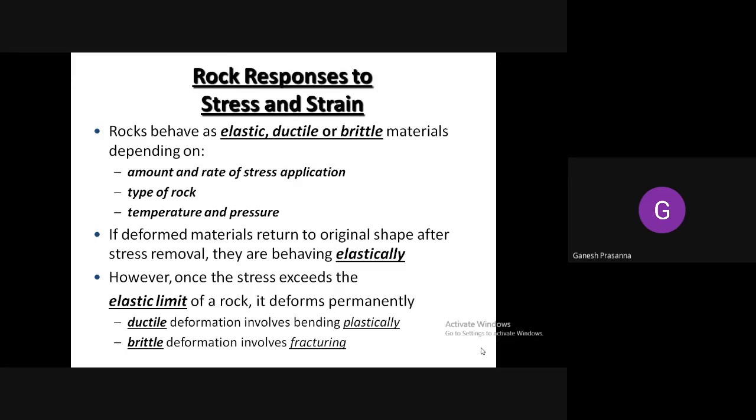So when stress is applied, if the particles break down, then it is called brittle deformation. These are the three very important forms of deformation. This question will always arise in the examinations: write a note on deformation of rocks. These are the structural aspects, how deformation takes place. These are the three ways by which rocks deform. One is elasticity, where the particles come back to their original position once the stress is removed. I'll demonstrate this practically.